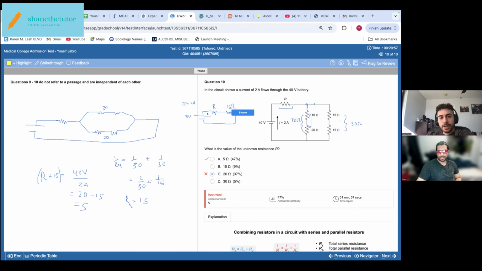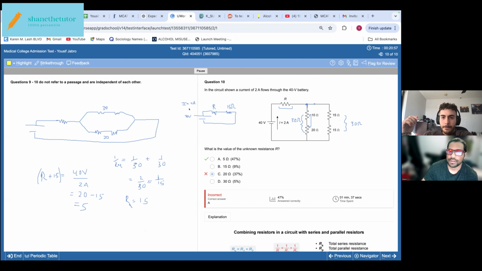Can you explain that part again? Like how you get to the R plus 15? So you got the 15 ohms here, and then you have the resistance. Okay, this part I understand, like we're up to here. But then how do you do the calculation to get that?